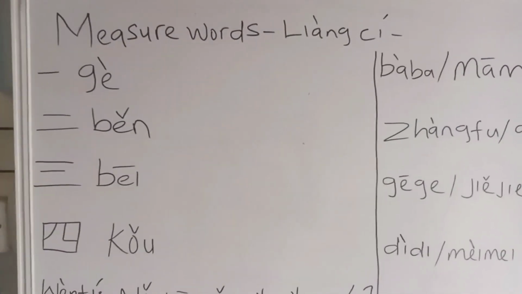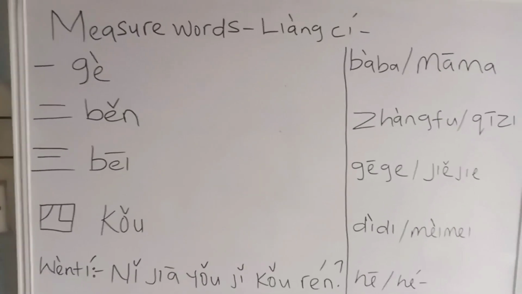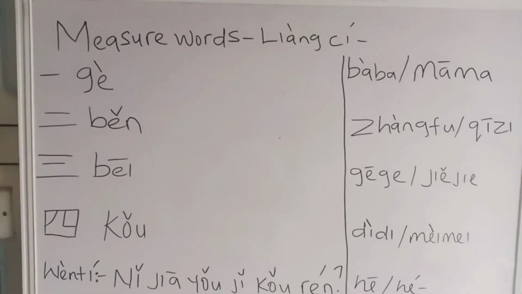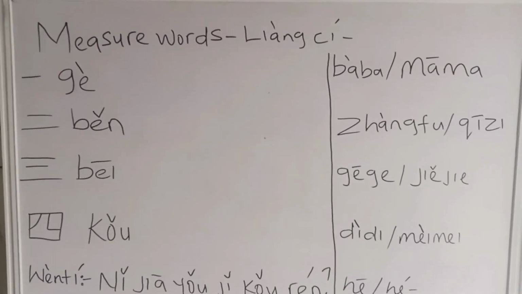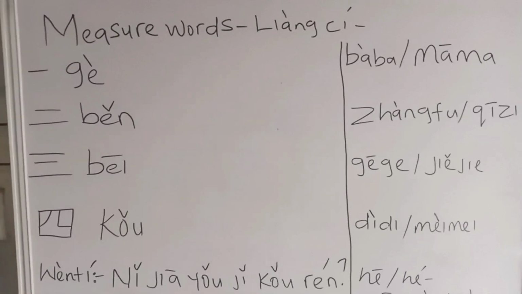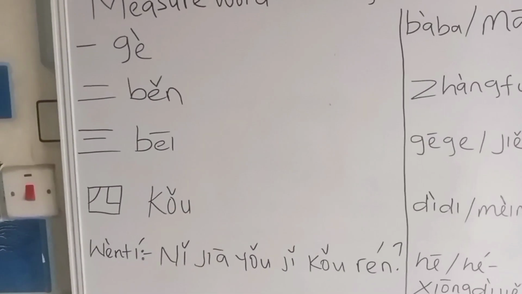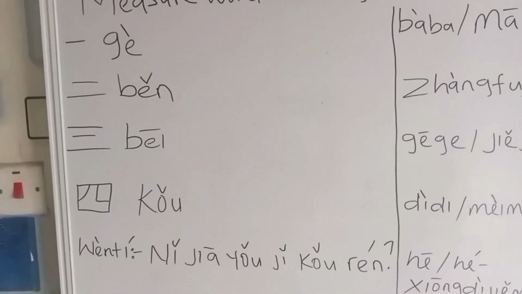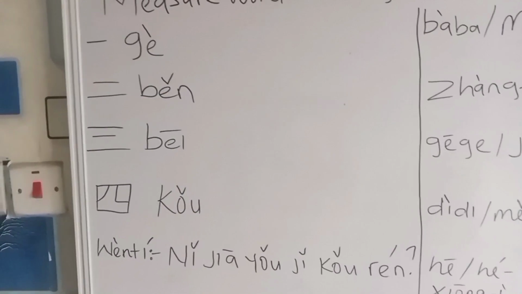The first one is ge. Ge is like a general measure word. When you don't know the measure word to use for a particular thing, you use ge. And then there is ben. Ben is measure word for book. Liàng ben shu. Shu is book. So liàng ben shu is 2 books.